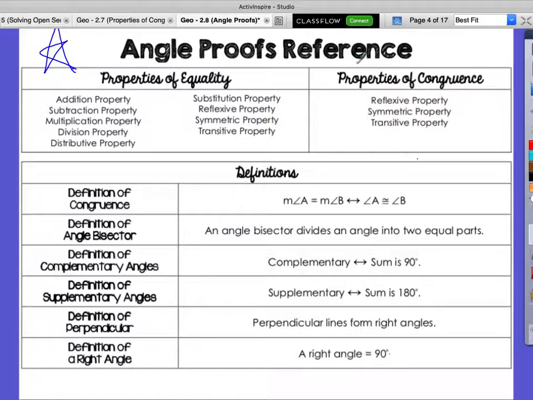Definition of complementary angles. Complementary means they add up to 90. So complementary angles, meaning their sum is 90. Okay? The definition of supplementary angles, same thing, but instead now they add up to 180. Or vice versa, if they add up to 180, they're supplementary. If they add up to 90, they're complementary.